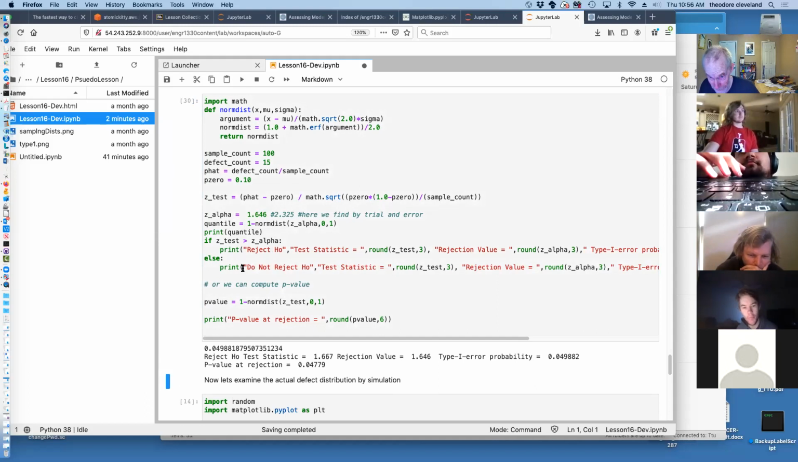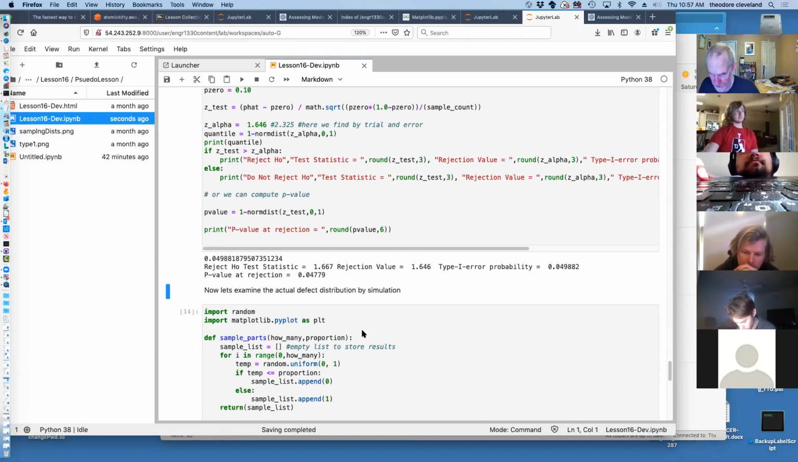And now I can continue to evaluate my test. I still get the result of rejection. I now get reject our null hypothesis. My test statistic is 1.66. My reject value is 1.64. My type 1 error probability is 5%. My p-value at rejection is 0.47%. So I've just gone outside my reject region. And so if this is the desired type 1 error probability, our foreman is right. 15 defects in a sample of 100 is sufficient evidence that our machine needs repairs.